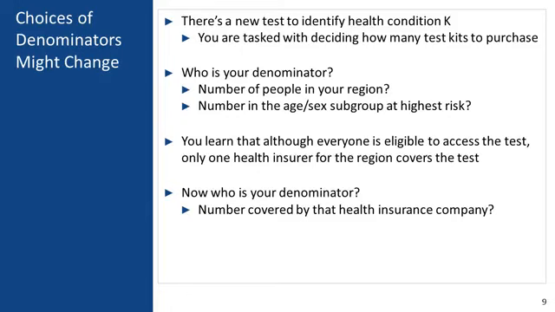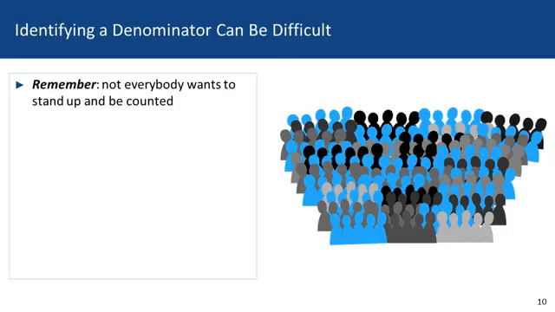Keep in mind that identification of a denominator can actually be very difficult. Remember, not everybody wants to stand up and be counted. Even when we think about a very comprehensive denominator, such as a census, there are individuals that are missed. In any denominator you should think about, for example, are individuals that are incarcerated being counted? And is that important for your question? Are individuals that are homeless counted? And is that important for the allocation of services by your agency?